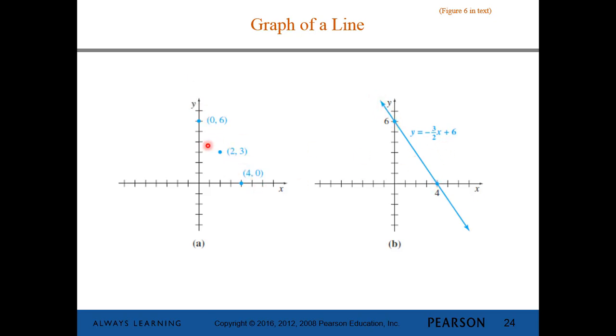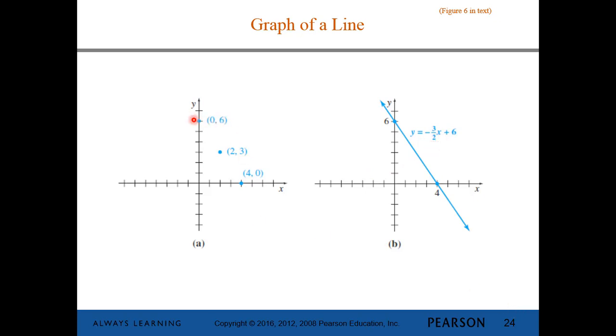Now, the thing is that we can use any two of these points. We could use these 2 points to find the equation of the line, we could use these 2 points, or we could use the outside points. We only need 2 points to get the equation of a straight line. And in any case, we can find the line, which is y equals negative 3/2 x plus 6.